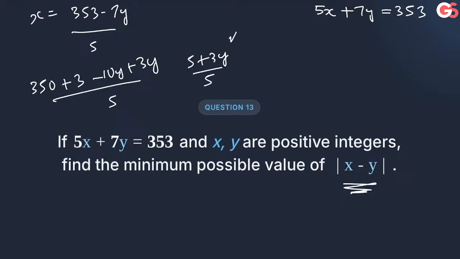Can I make this 5? No. Can I make this 10? No. Can I make this 15? No. Can I make this 20? No. What can I make of it? I can make this 20, right? By putting y as 5. So x, y, let's put the values. y is 5. Is that clear? y will be 5. Yes.